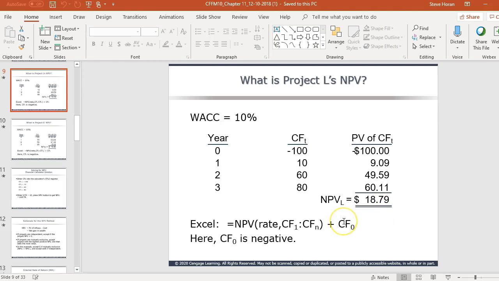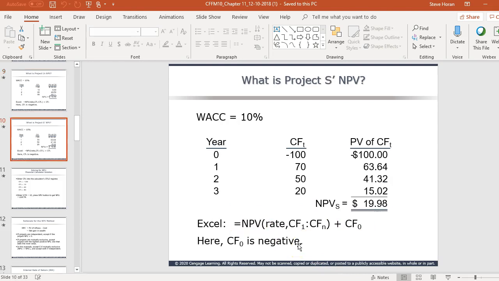Now we'll go back. I'm going to do a separate video that shows you how to do this in Excel. Okay, but we'll just kind of get through the slides first. And then I'll do the same thing for project S. Remember, S was more the short project. And same thing, same concepts here. Negative $100, all the various cash flows discounted. I get a net of $19.98.